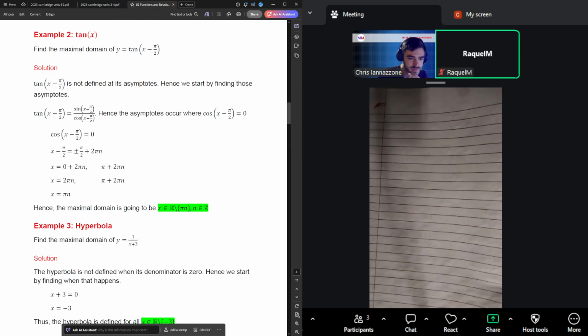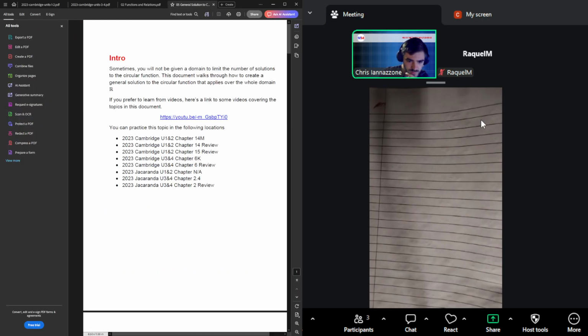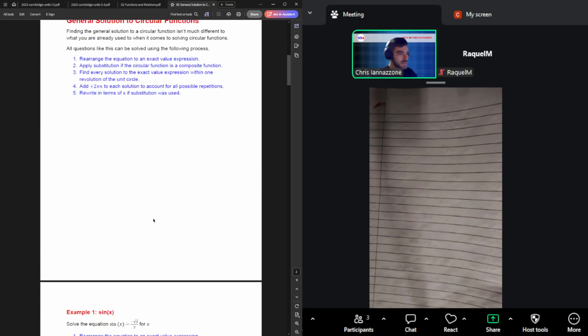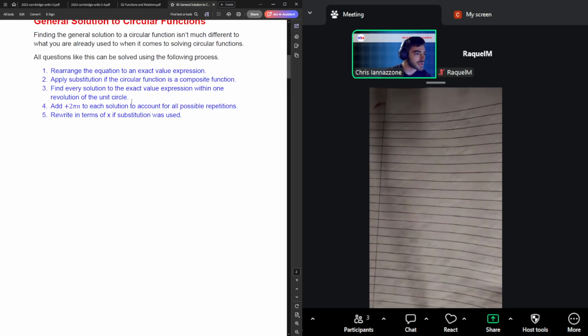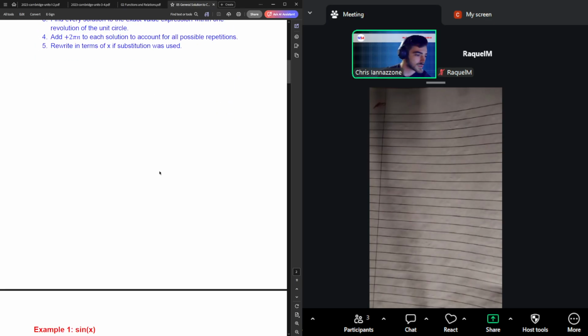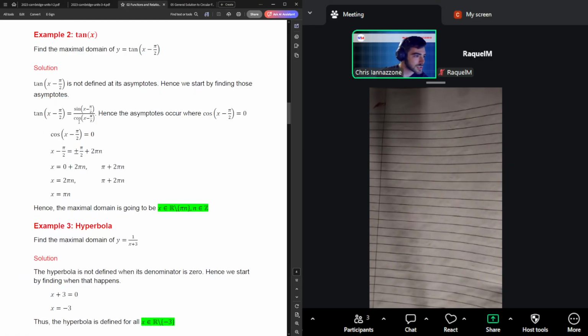Let's pull up the stuff around that then. So functions, relations, circular functions, general solution. Yeah, I don't believe we looked at this. I think we just solved when there was a particular domain. The reason you're seeing the 2 pi n added to it is basically to factor in the fact that there are multiple revolutions that you could do around the unit circle. And because we're trying to maximize domain, there's no domain given. We're just trying to see where the asymptotes are for all possible real numbers.